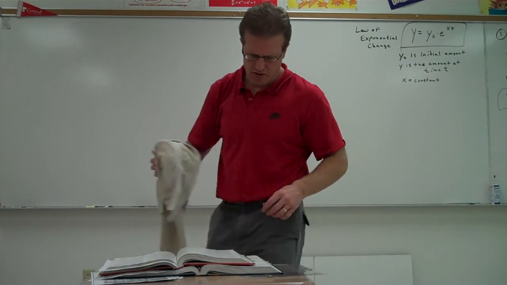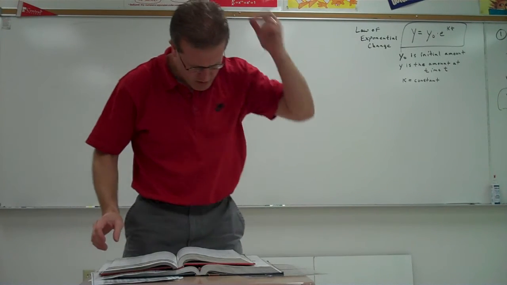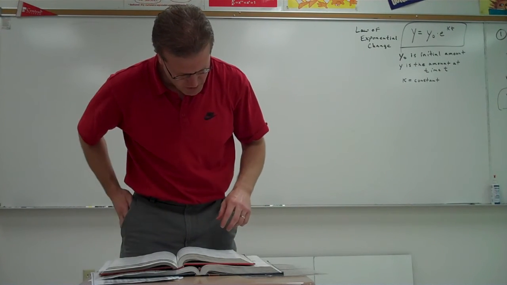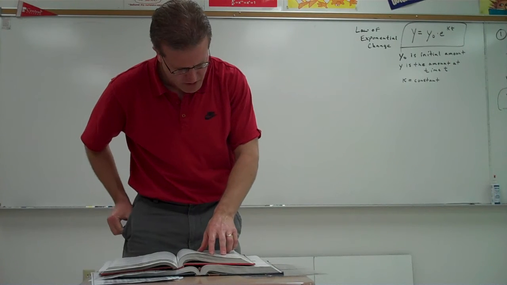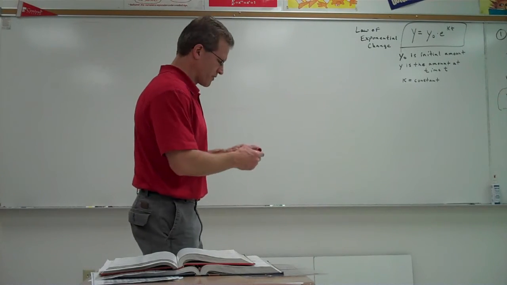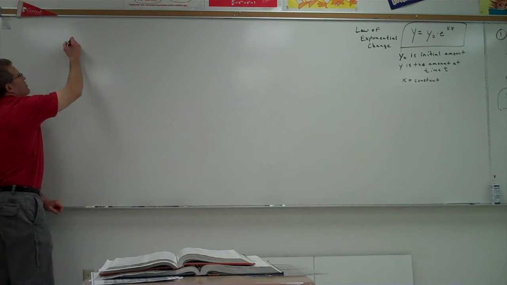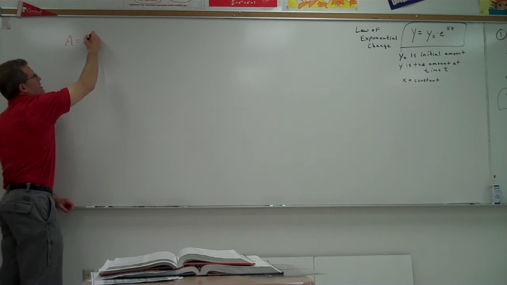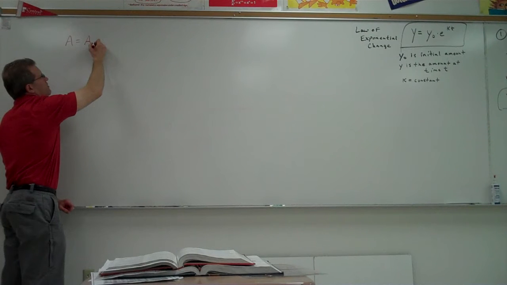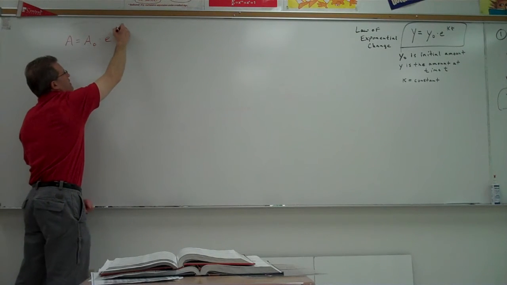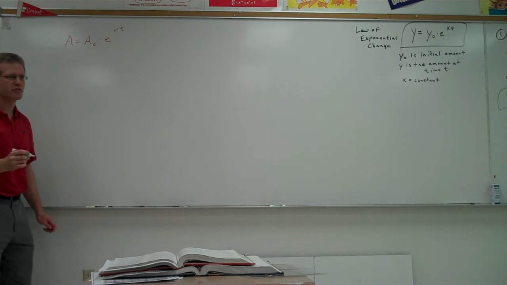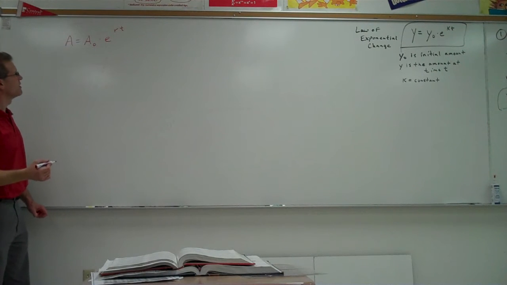Okay, number 6, lesson 6-4, page 338. It says complete the table for an investment if interest is compounded continuously. So our formula for continuously compounded interest is the amount, A, equals the initial amount, A sub 0, times e to the RT. R is your interest rate as a decimal. T is your time.